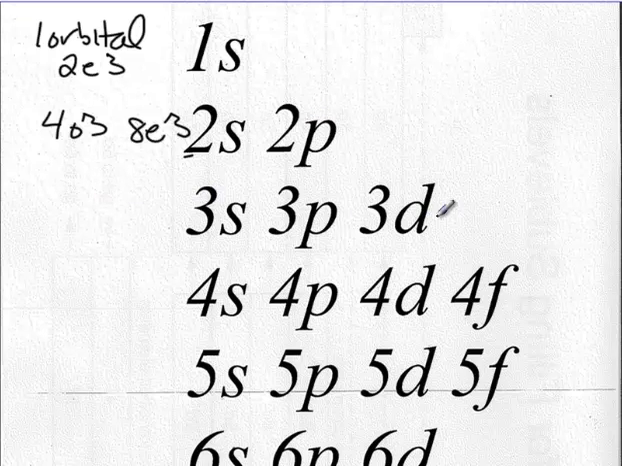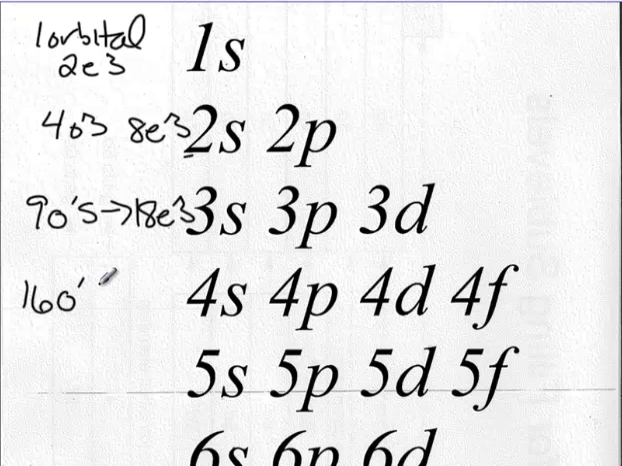Now for the 3's, we add in the d, so that's why we end up with 9 orbitals, 3 squared, which leads us to 18 electrons. Again, the difference between 8 and 18 is the fact that we added the 10 in the d block. The 4, again, if you take 4 and you square it, you've got 16 total orbitals. That's going to be from the 4f, because if you add 7 to 9, you're going to get 16 orbitals and 32 electrons.